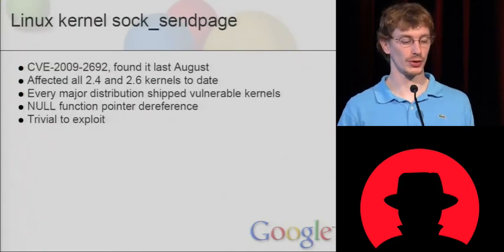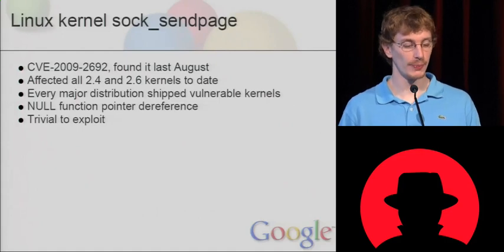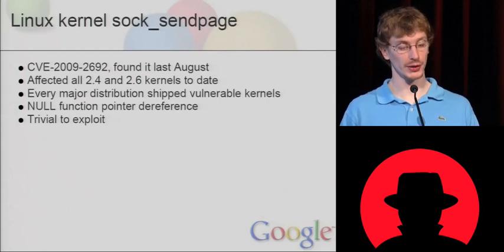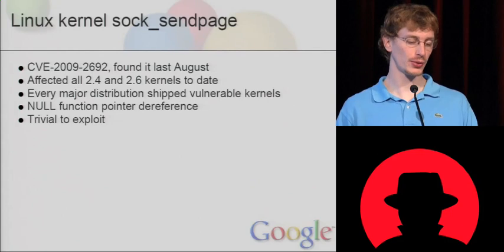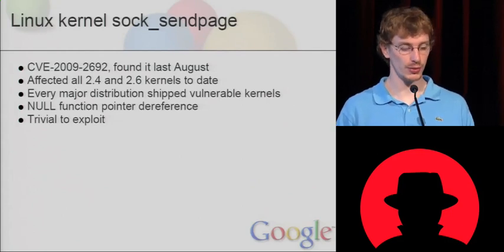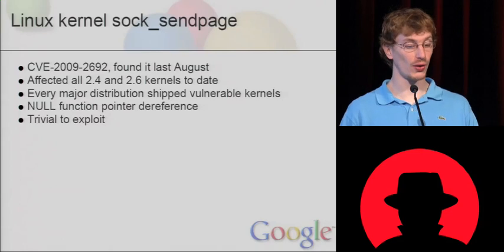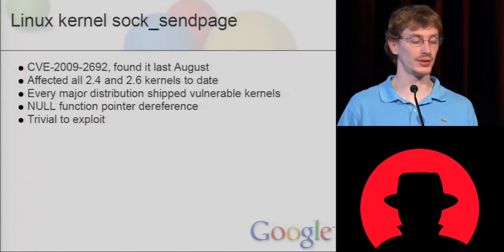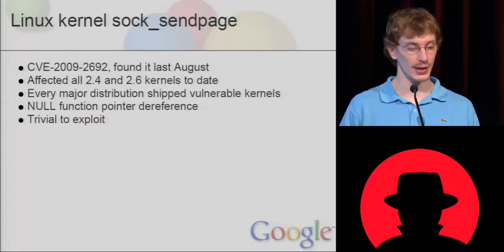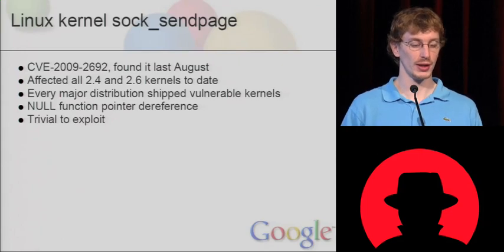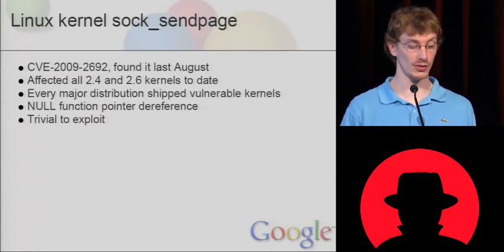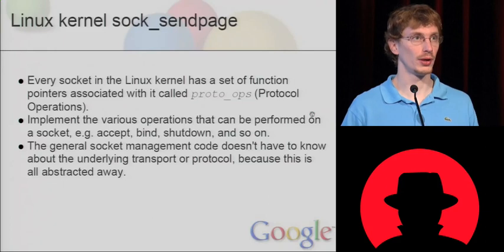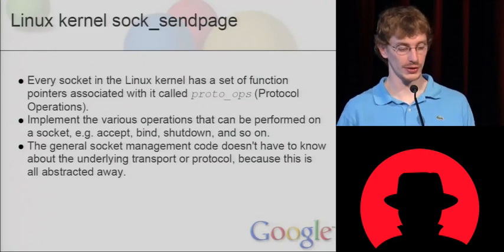So we found, of course, a couple of those types of bugs. One of those was the Linux kernel sock_sendpage bug we found last August. It's quite well known, and it was actually nominated for a Pwnie Award yesterday because it affected all Linux kernels from 2.4 revisions and 2.6 revisions to date. So it was 10 years' worth of Linux kernels, and every major distribution shipped vulnerable kernels. It was a null function pointer dereference, which makes it even easier to exploit. It was very, very easy to exploit, and we've seen public exploits for a lot of architectures.